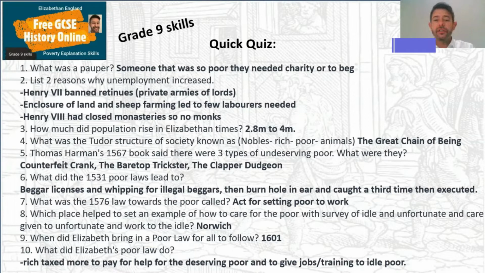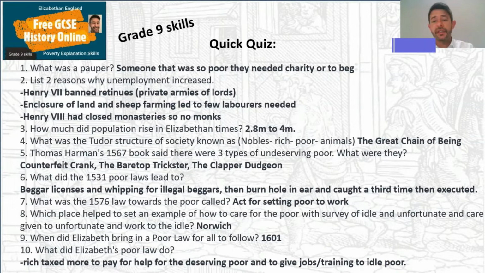So what was the Jewish structure of society called? With the nobles, then rich, well, the gentry, the poor, and then these sort of animals beneath. The great chain of being. We need to keep referencing this. This is more of like a social question. And it's the sort of responsibility of the people at the top of the great chain to look after people at the bottom. So we need to be aware of that.